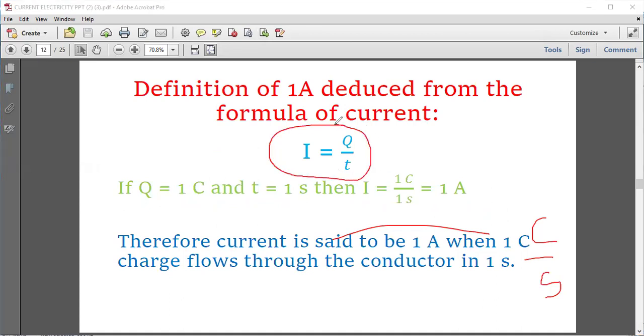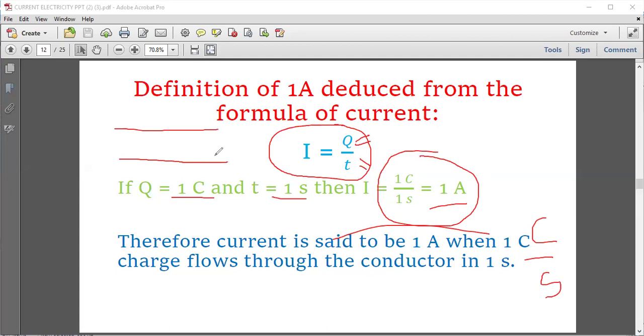I equals Q upon t. This is the formula. Now if 1 coulomb charge passes through any cross section in 1 second, current is said to be I equals Q upon t, 1 coulomb upon 1 second, that is 1 ampere. Means current is said to be 1 ampere when 1 coulomb charge passes through any cross section of the conductor in 1 second. मतलब अगर इस क्रॉस सेक्शन से 1 सेकंड में 1 कूलम चार्ज पास हो जाए, करंट इज सेड टू बी 1 एम्पीयर.